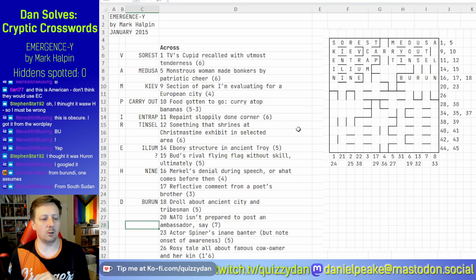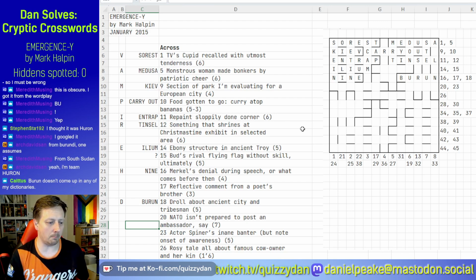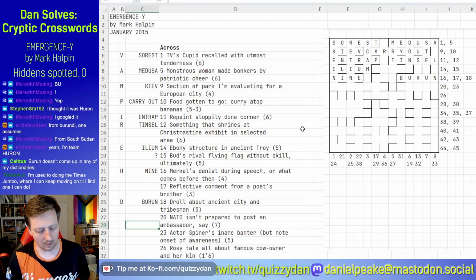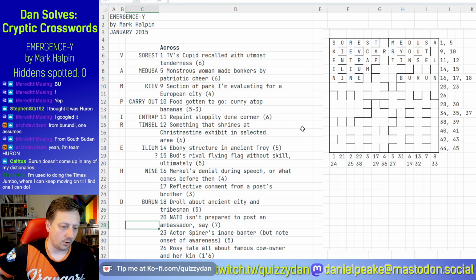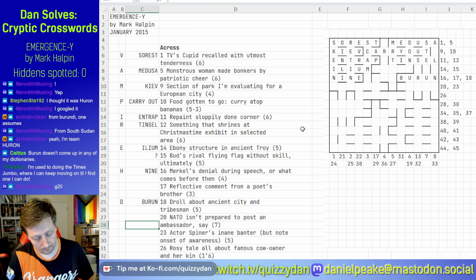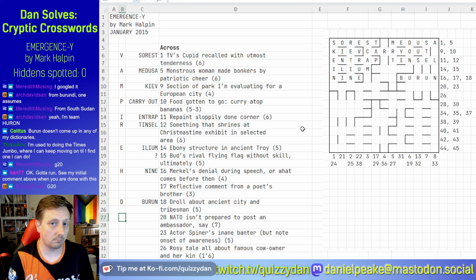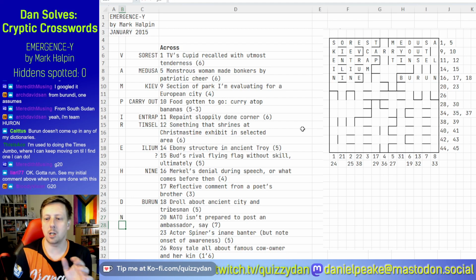20 across. NATO isn't prepared to post an ambassador. That looks like an anagram of NATO isn't, and it will mean post an ambassador with 1 letter removed from NATO isn't. So, and that will be to post an ambassador. Do you need a lot of stamps for that? Oh, okay, yep, that is what it is. Just took me a while to spot the thing. The extra letter, N.